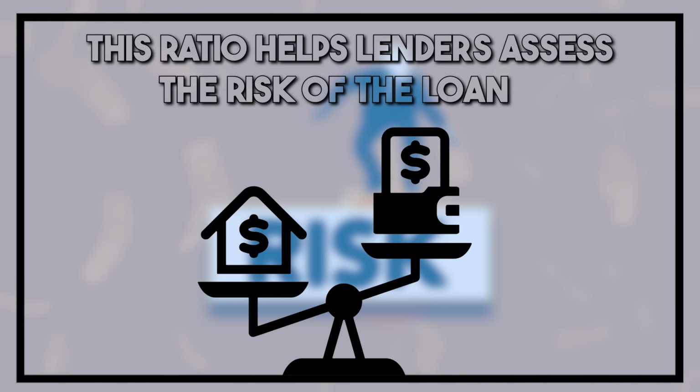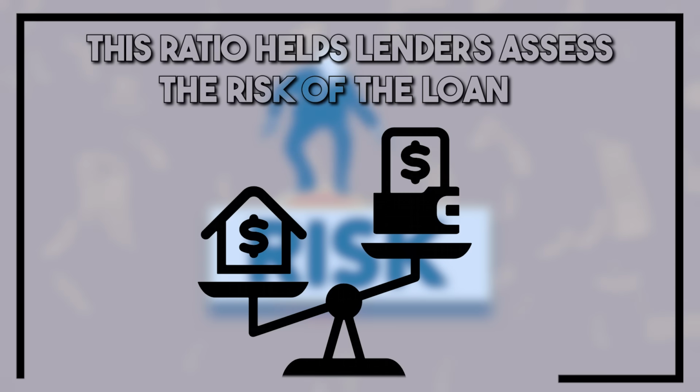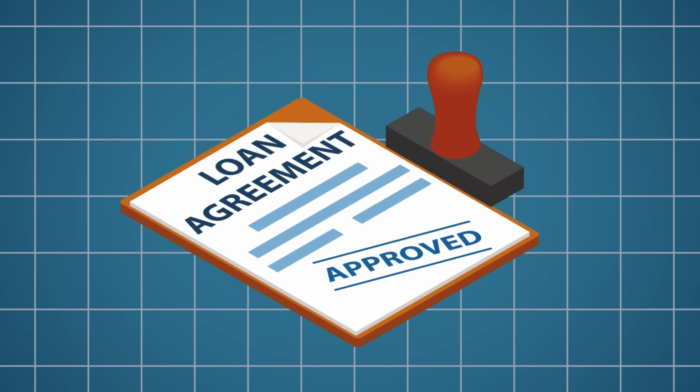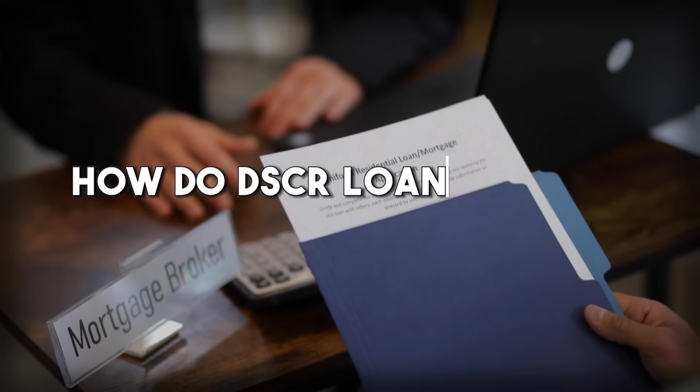This ratio helps lenders assess the risk of the loan. The higher the DSCR, the lower the risk for the lender, and the better the chances of your loan approval. Let's see how the DSCR loans work.